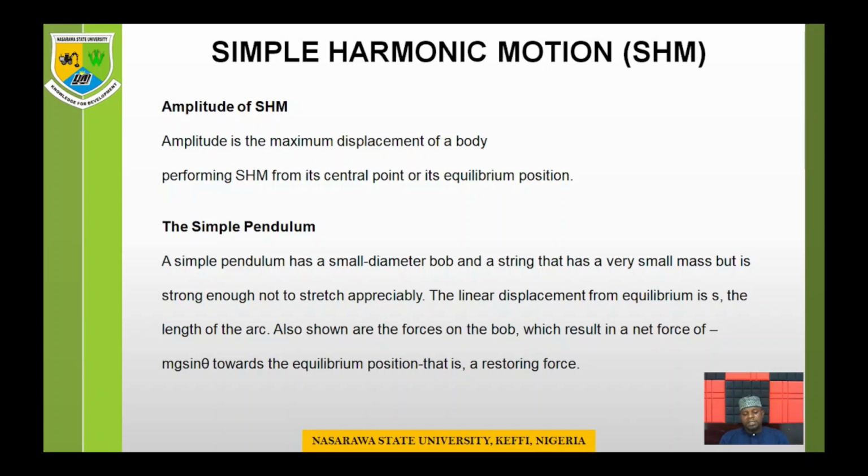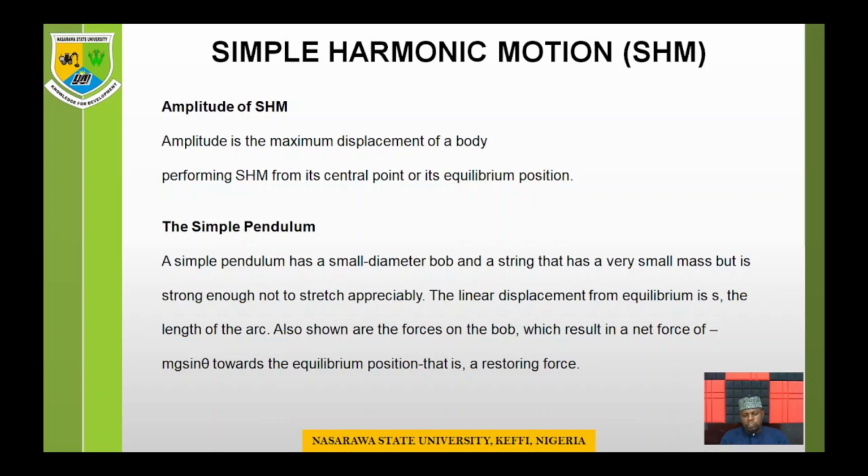Then the simple pendulum. A simple pendulum has a small diameter bulb, like I explained earlier, and a string that has a very small mass but is strong enough not to stretch appreciably. The linear displacement from equilibrium is s, the length of the arc. Also shown are the forces on the bulb, which result in a net force of mg sine theta towards the equilibrium position. That is a restoring force.